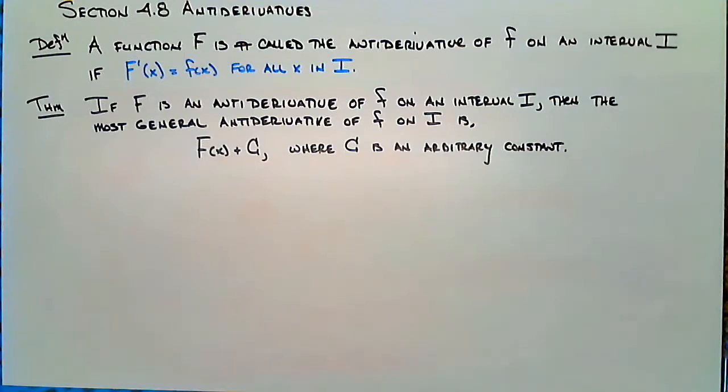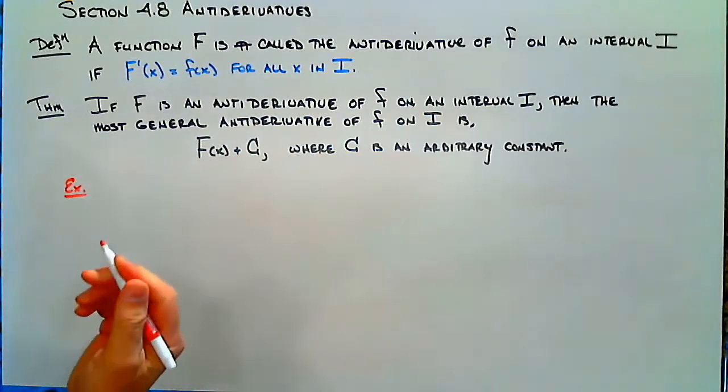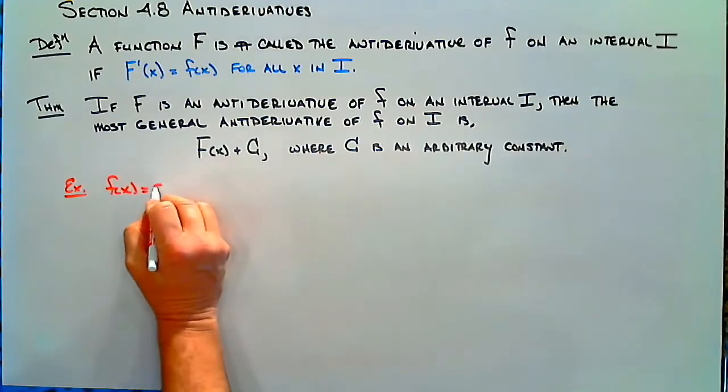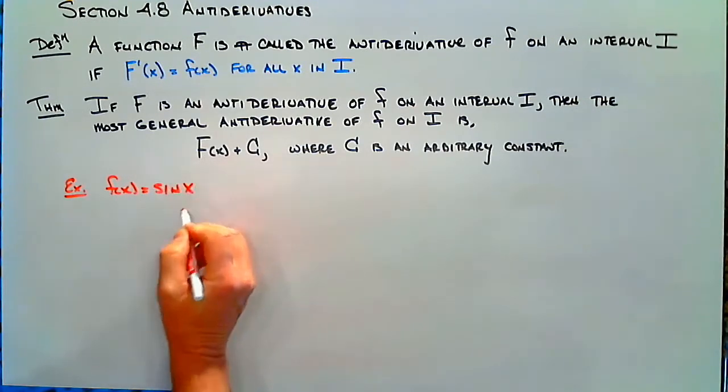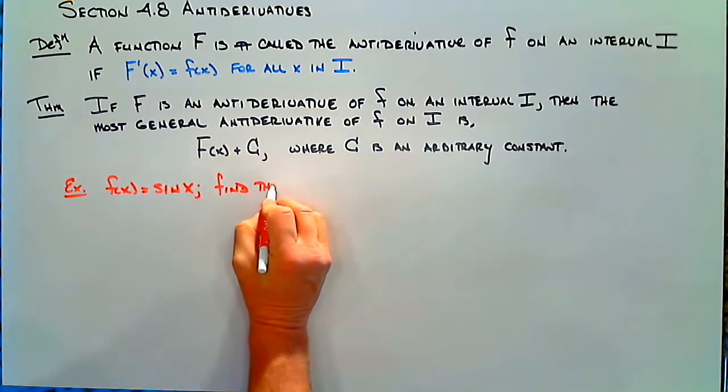So, what does this mean for us? It means when someone asks us to find the antiderivative of a function, we want to make sure that we provide the full answer to the question. Because if we don't, well, let's just do a problem and see what would happen then. Let's say f of x equals sine x, and they want us to find the antiderivative.